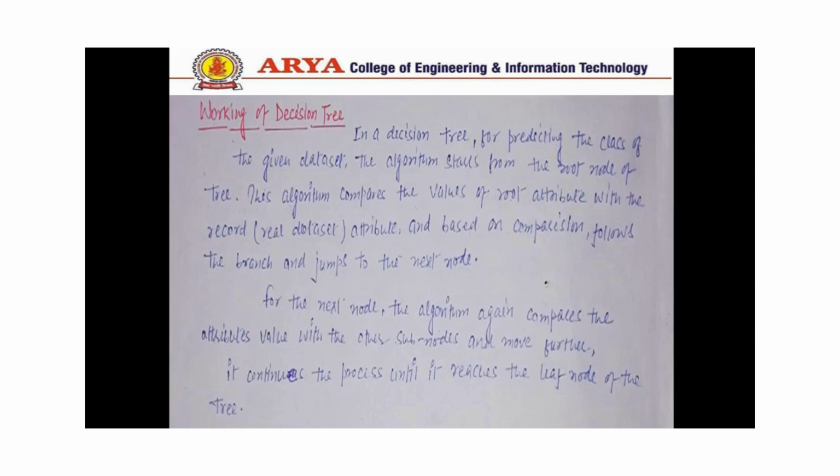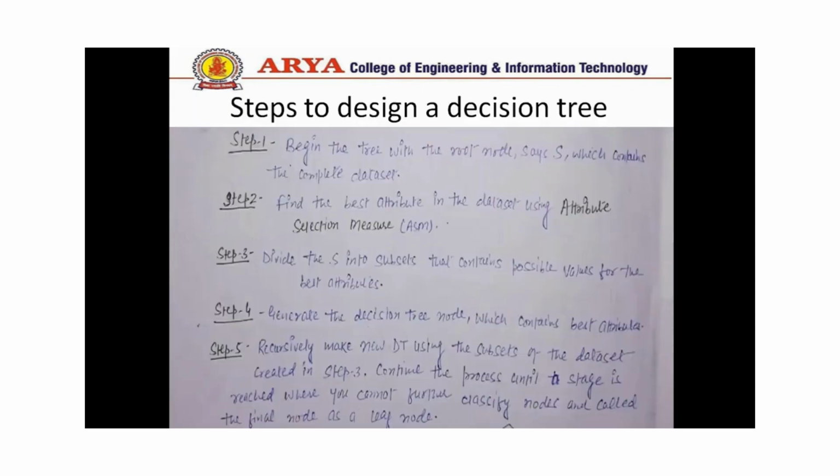Here we can see the working of a decision tree. In a decision tree, for predicting the class of the given dataset, the algorithm starts from the root node of the tree. The algorithm compares the value of the root attribute with the record, that is the real dataset attribute, and based on the comparison follows the branch and jumps to the next node. For the next node, the algorithm again compares the attribute value with the other subnodes and moves further, and the process continues until we reach the leaf node of the tree.